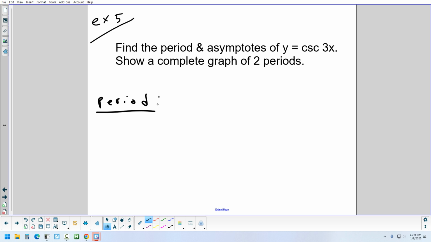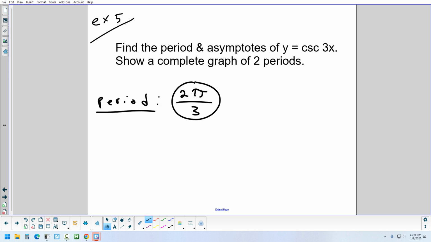What's the formula for the period of a cosecant function? 2 pi over b. It's always 2 pi over b unless it's a tangent or cotangent. So period is 2 pi over b. And this time there is a transformation. What's b? 3. That's the new period. It got compressed by a factor of 3.